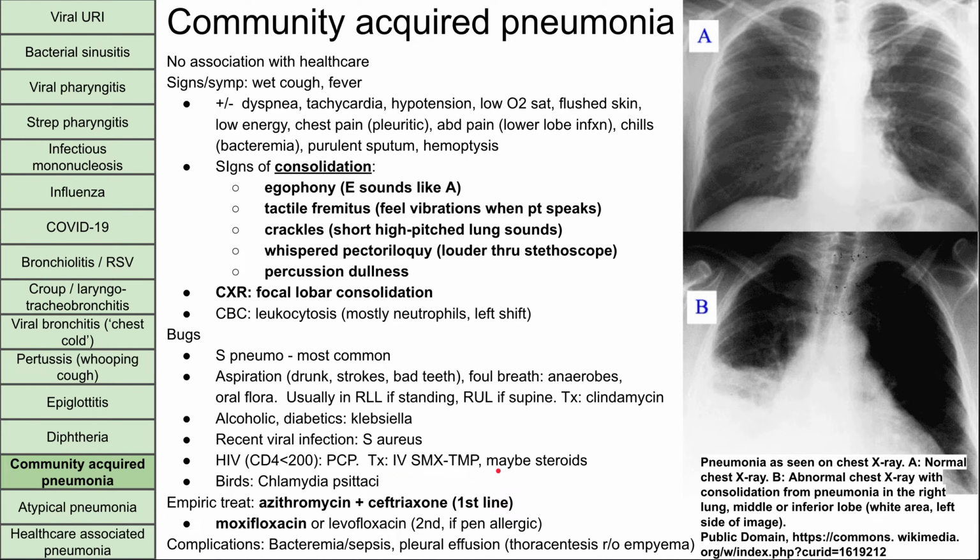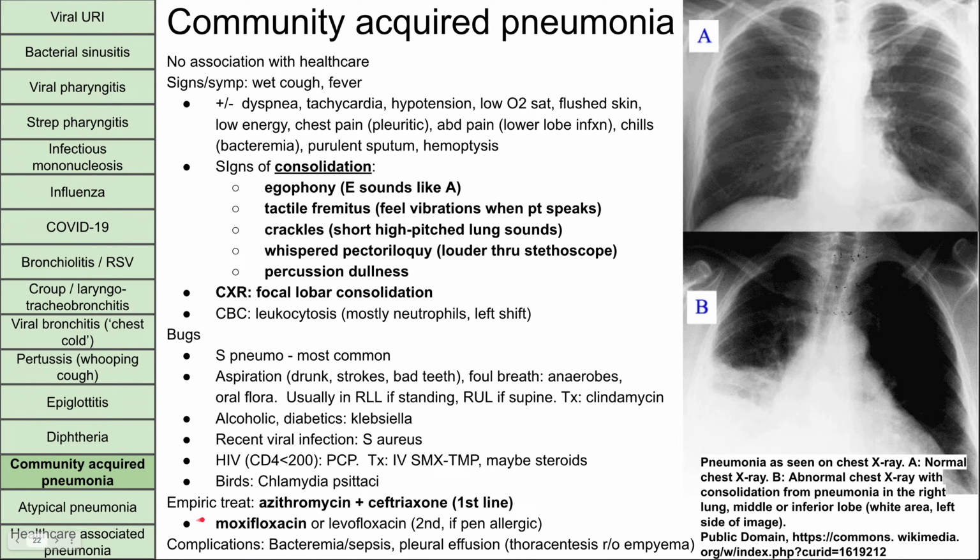There's also this association between chlamydia pneumonia and birds. So if somebody works with birds, if they're on a farm, if they're a zookeeper, they're constantly around birds, suspect this one. But again, the most common in all of these groups of people and in everybody in general is strep pneumo. These associations kind of tell you the second most common based on these people's characteristics.